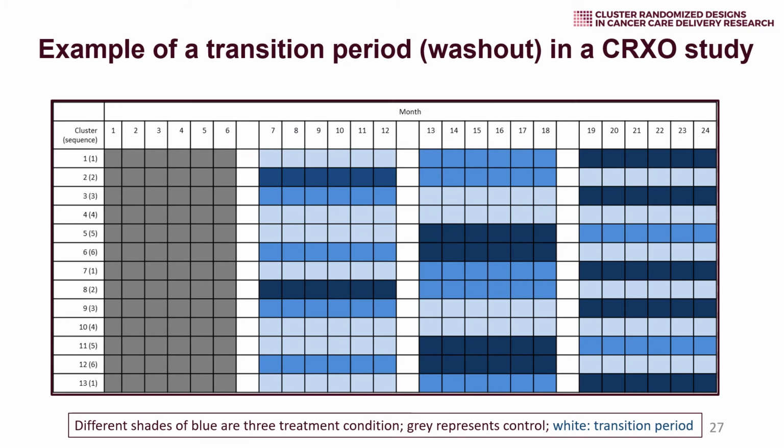So here's an example of a transition or washout period in a cluster randomized crossover trial. We've got our different sequences down here, and the different shades of blue represent different intervention and control conditions. Each of the clusters experiences a condition for a period of time, and then a 1-month transition period is excluded from the analysis, or included in the trial design, to allow the clusters to transition between the different intervention conditions.